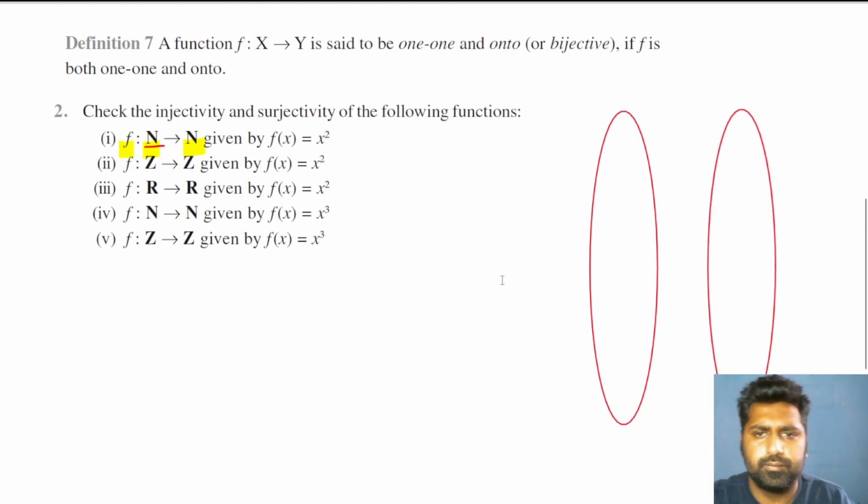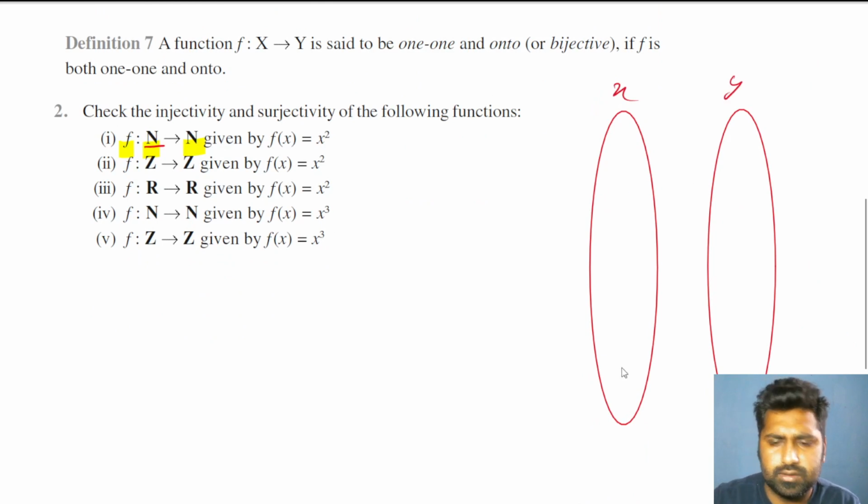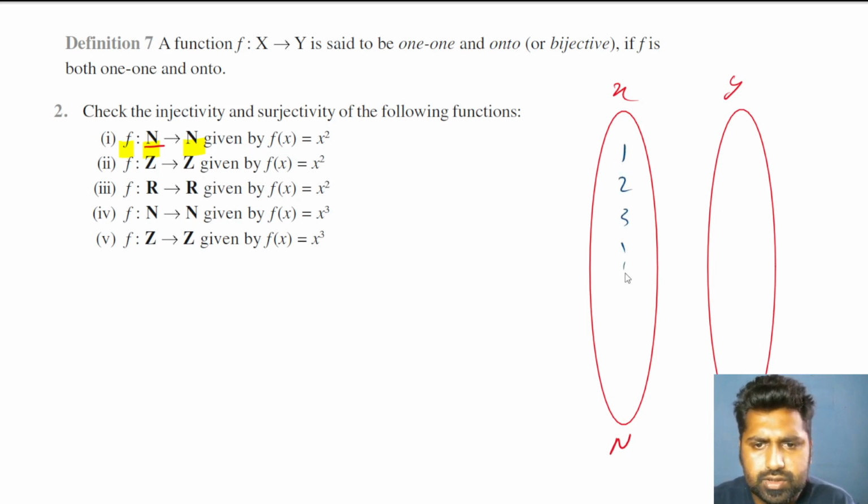All right. So this is x, y. They are both belonging to natural numbers. Now they are being given f(x) is equal to x square. Okay. So the numbers are natural numbers, so they will be starting from 1, 2, 3 and so on. Here also it will be 1, 2, 3, 4 and so on.